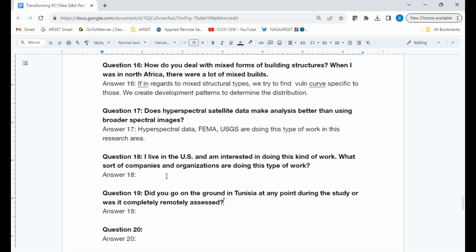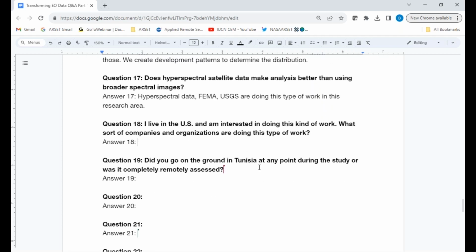Great, thank you. I live in the U.S. and I'm interested in doing this kind of work. What companies and organizations are doing this type of work? Or maybe you're already answering that question. Yeah, I was trying to answer that. We'll turn around and get to this. Once we clean this up and make sure everything is accurate, we'll post this on the training webpage for you to download. And you can have URLs there as well, possibly.